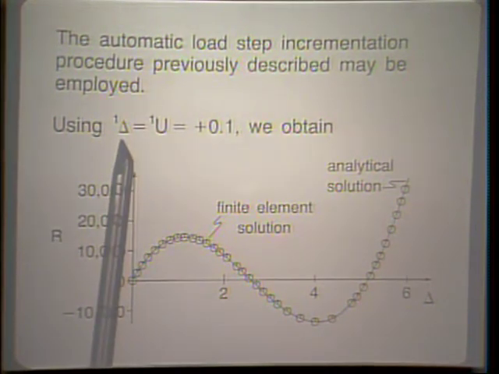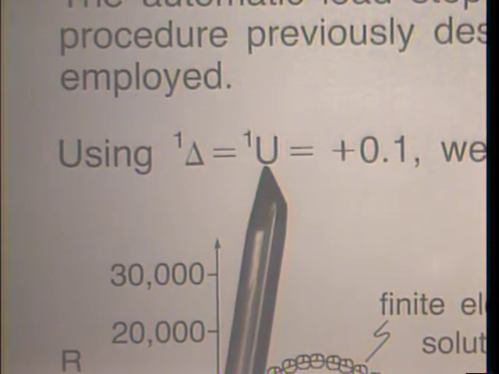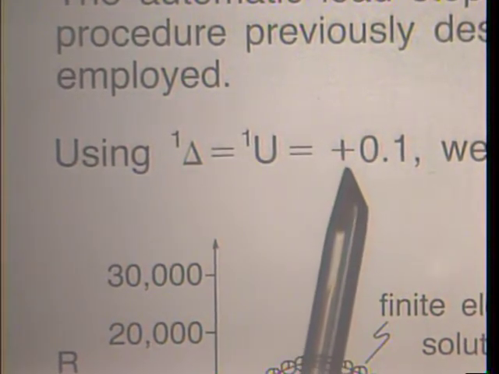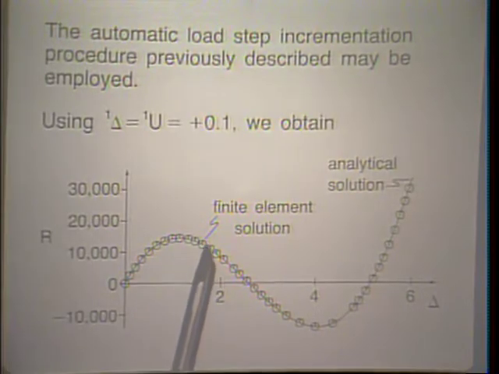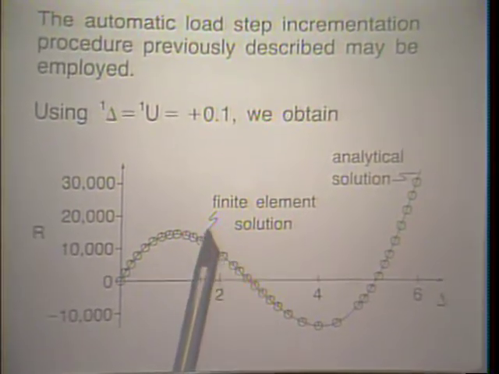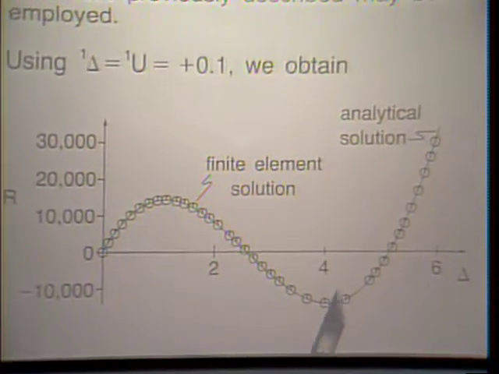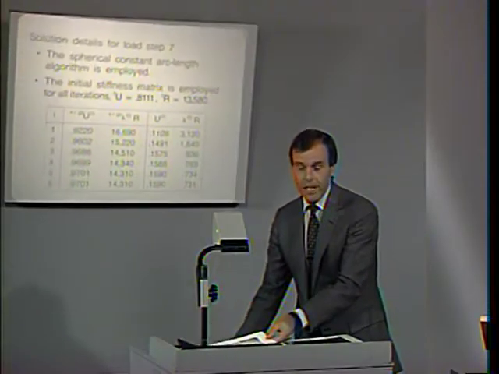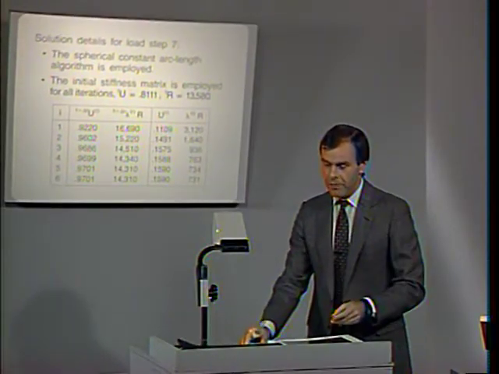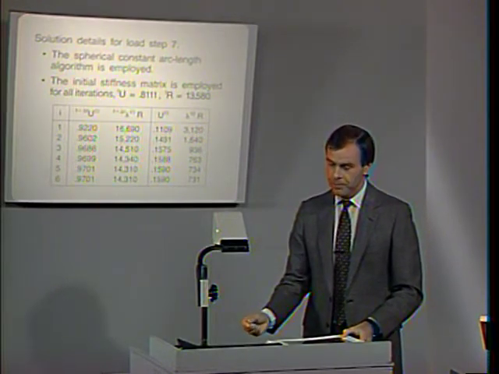The automatic load step incrementation procedure that we discussed was employed with these starting displacements. I should say with this starting displacement, 1 delta is of course equal to 1 u, and we set it equal to plus 0.1, and the solution obtained is given here. Notice this is the finite element solution, which of course is very close to the analytical solution. The solution details for load step 7 are given in this table here. Let's look at this table now a bit closer.